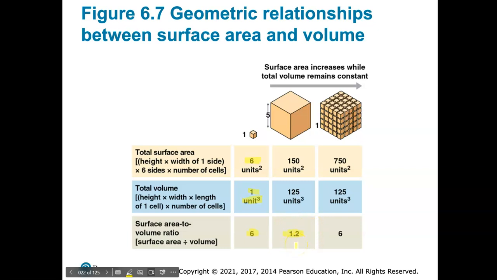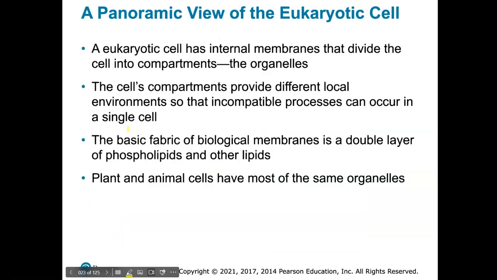So what we're looking for is cells have to have a large surface area to volume ratio. They have to have a large surface area to volume ratio. And the only way to do that is for them to have a small size. So the question that you might be asked is, why are cells so small? Why can't cells be larger? It is because they need a large surface area to volume ratio. Okay?